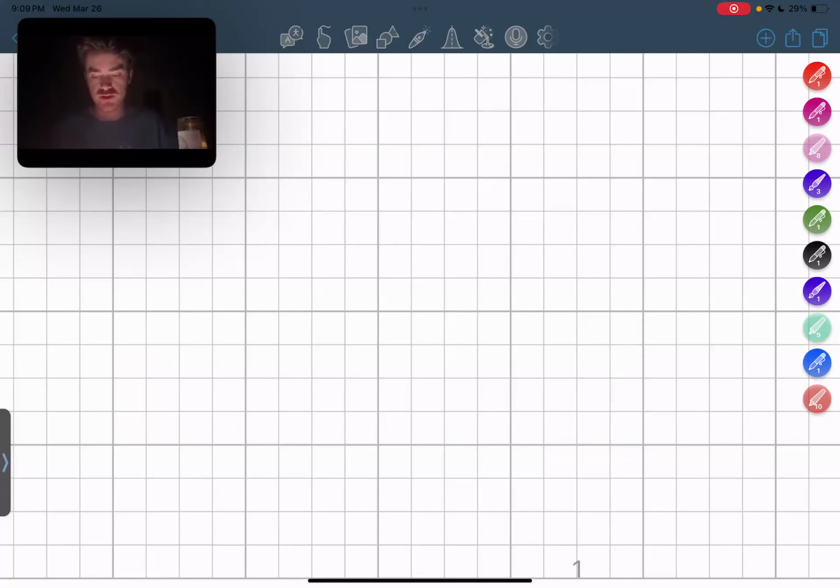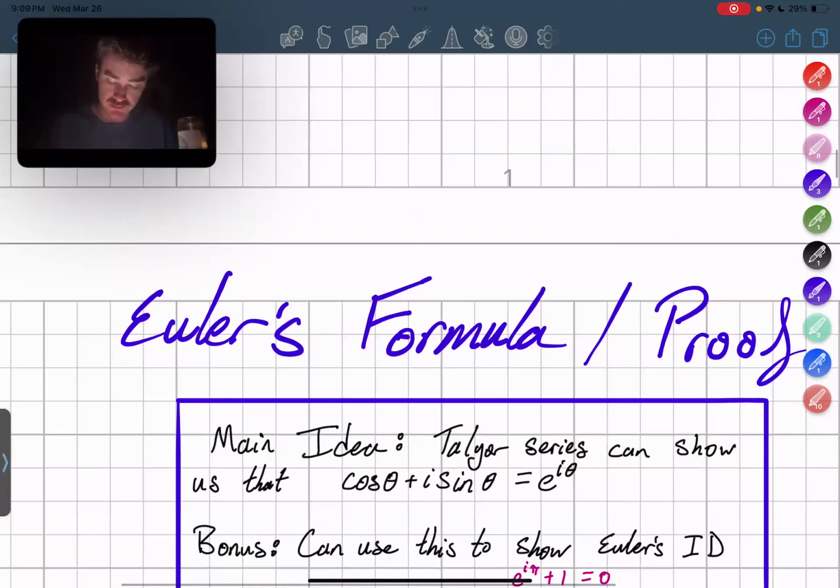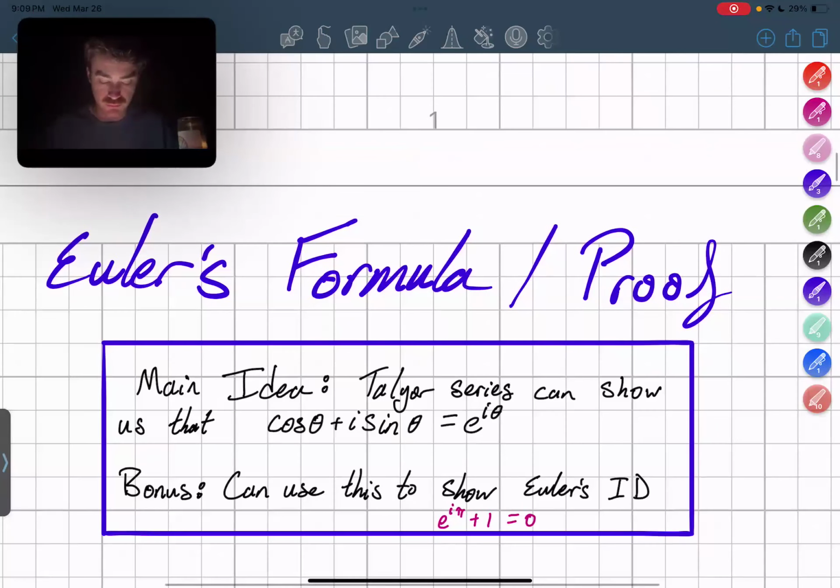He sort of just stated it, and it took a little while until Euler actually was able to prove De Moivre's theorem for all positive integers. So the main idea that Euler had was that he can create a Taylor series to show us that cosine of theta plus i sine theta equals e to the i theta. And as an added bonus, we can also use this to show Euler's identity, which is e to the i pi plus 1.